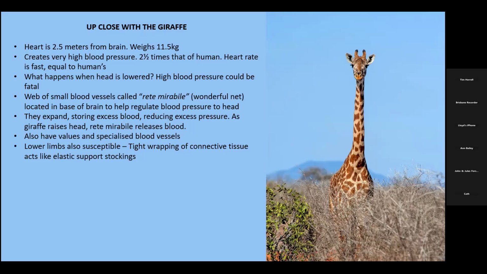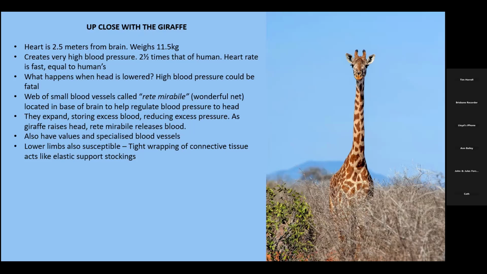So they expand and they store a whole heap of extra blood, because this blood pressure doesn't stop. They store a whole bunch of extra blood in these vessels, sorry, that's the word I was looking for. And they reduce that excess blood pressure going into the brain. Then, obviously, as the giraffe raises its head, they release it, and it goes back down the neck and back into the body. They also have a whole bunch of specialized valves, and their blood vessels constrict a little bit in the neck to also help with this blood pressure issue.